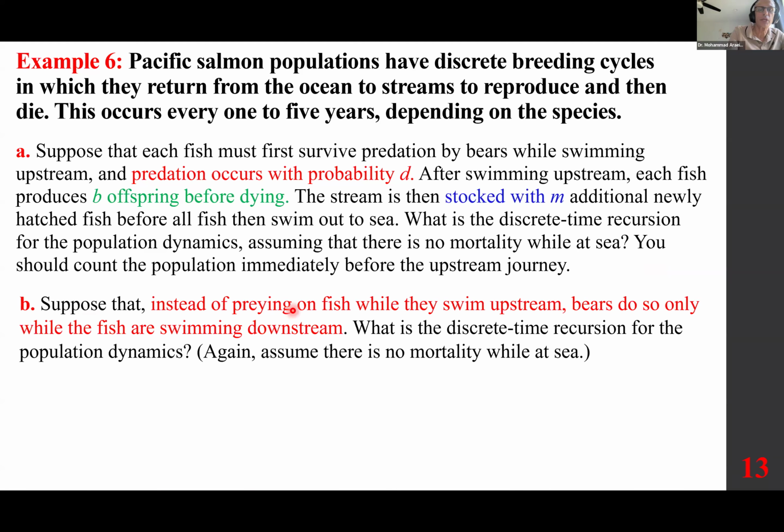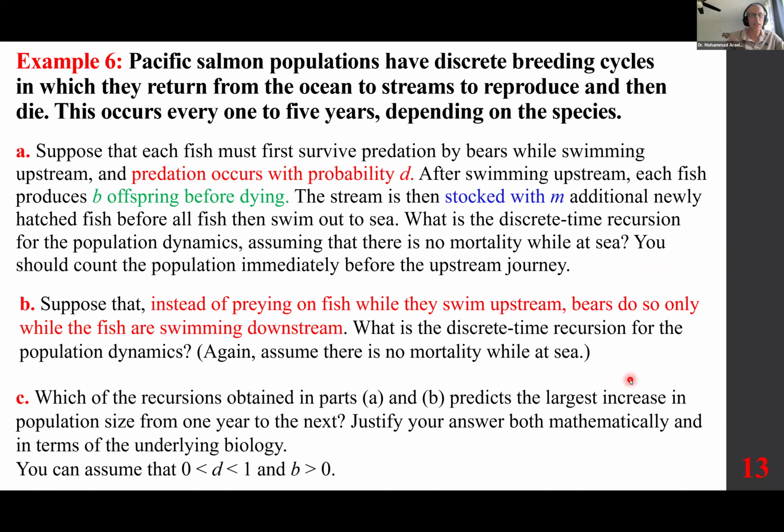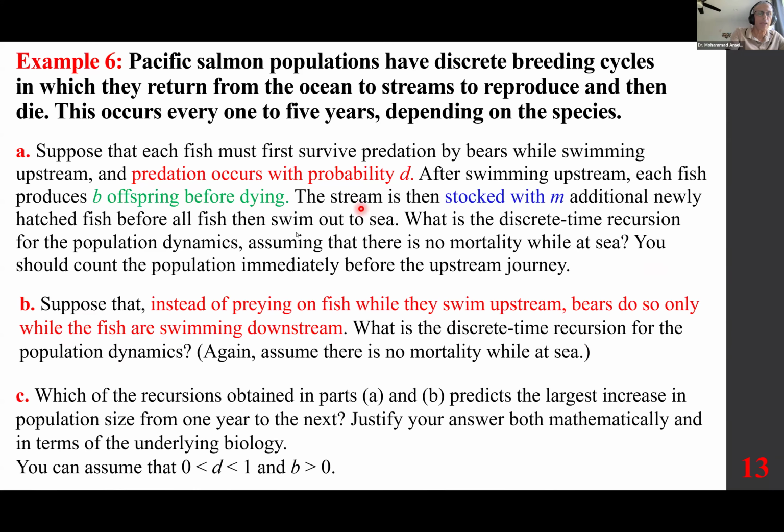Part B, suppose that instead of preying on fish while they swim upstream, bears do so while the fish are swimming downstream. What is the discrete time recursion for the population dynamics? Again, we are assuming that there is no mortality while at sea. And finally, we want to compare and contrast which of the recursions obtained in part A or B predicts the largest increase in population size from 1 year to the next. Justify your answer both mathematically and in terms of underlying biology, where D is between 0 and 1, B is larger than 0. I'm going to discuss that later on for you.